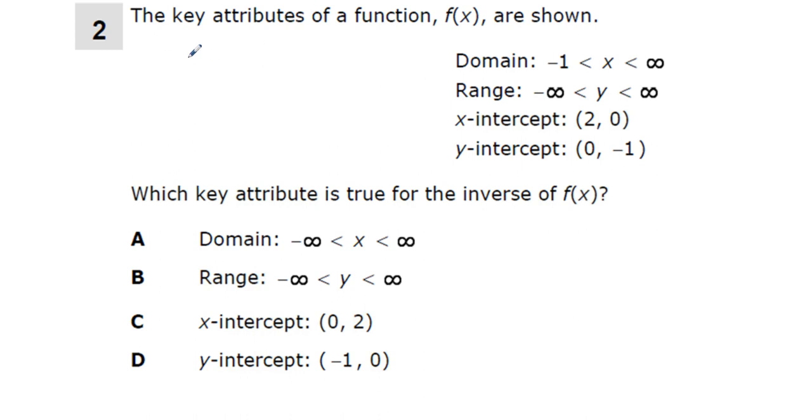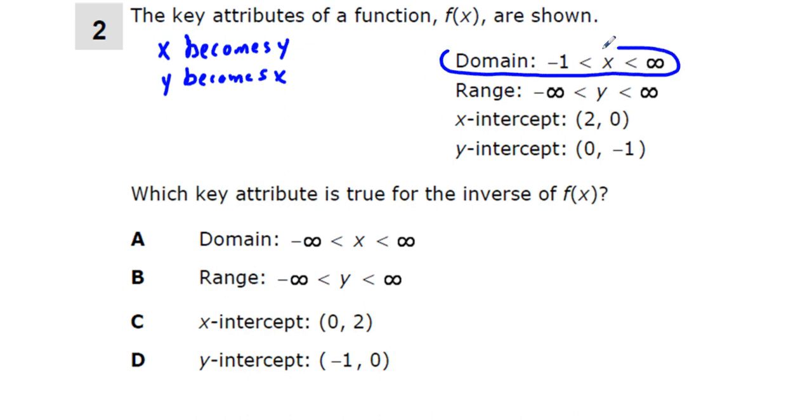Well, one thing in the studying of inverses we did: in inverses, x becomes y, and also y becomes x. So x's and y's will switch places, and we're going to see this. And so the domain in our original function, if we have a domain of x between 1 and infinity, our range is going to be the same as this. But is our range the same as the domain in the original? No, it's not.